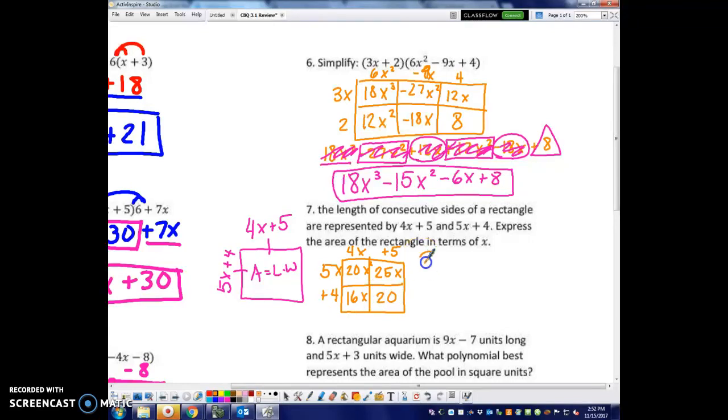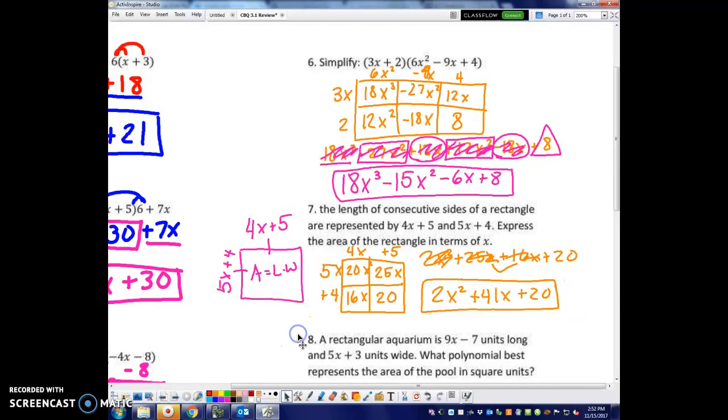Okay, so we have 20x squared plus 25x plus 16x plus 20. We need to combine like terms. So we have 20x squared, because he's the only x squared. We have two x families. So 25 plus 16 is 41x. So those are done. And then we have a plus 20 on the end.